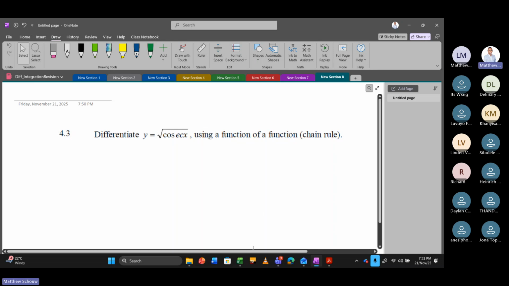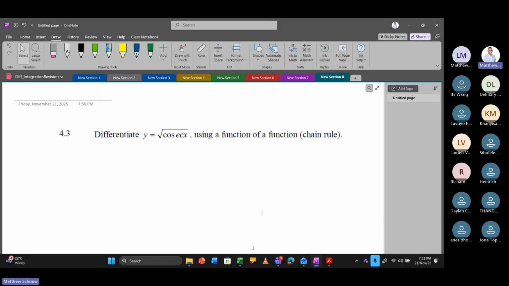It's from a paper as well. What is it? Is it cosine what? Cosec. A cosec.